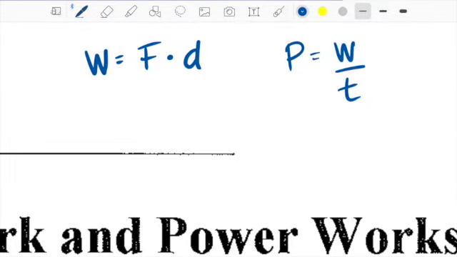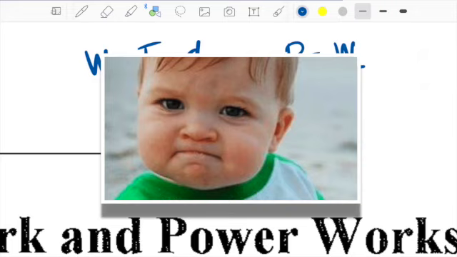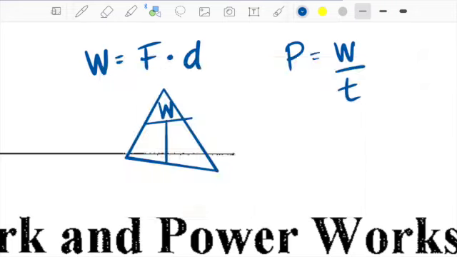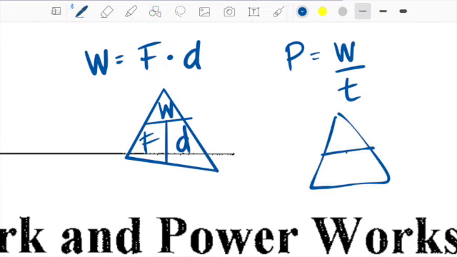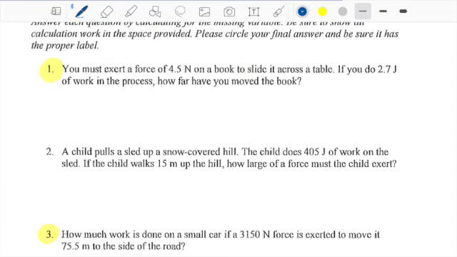Teacher, they're very easy. Yes. Do we have a triangle for that? Yes, we have. The triangle for work is work equals force times distance, and the triangle of power equals work divided by time. Now let's start with the first one.